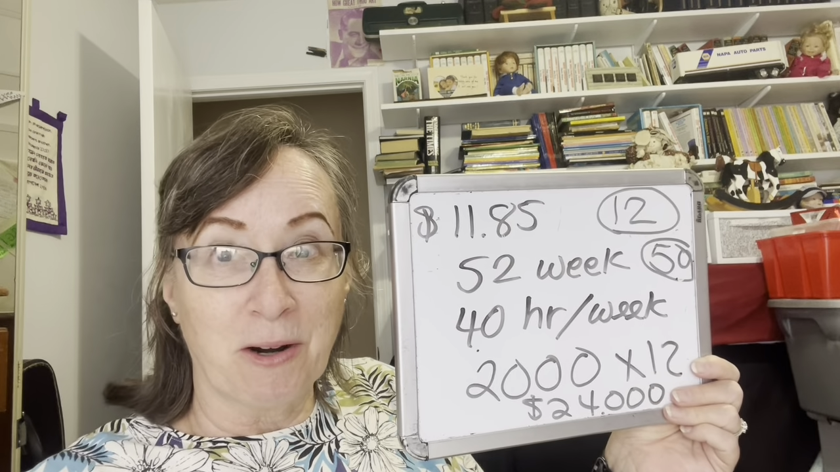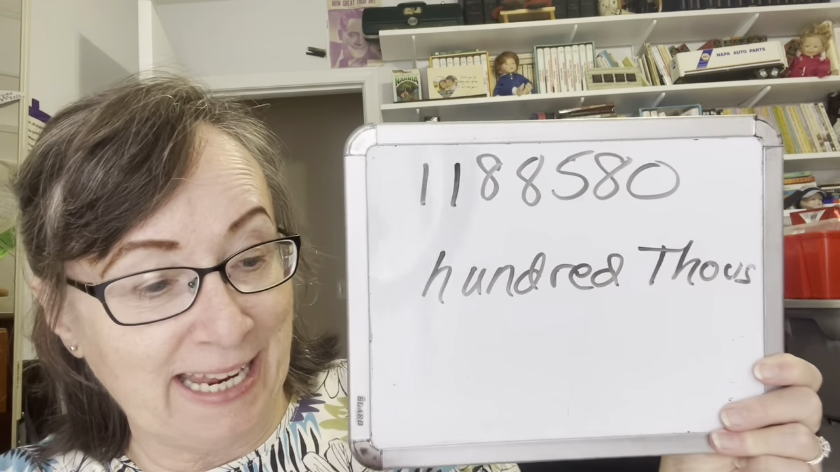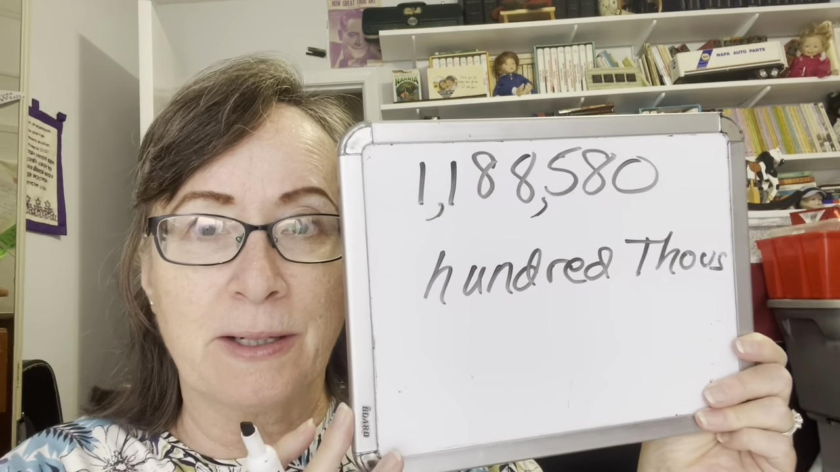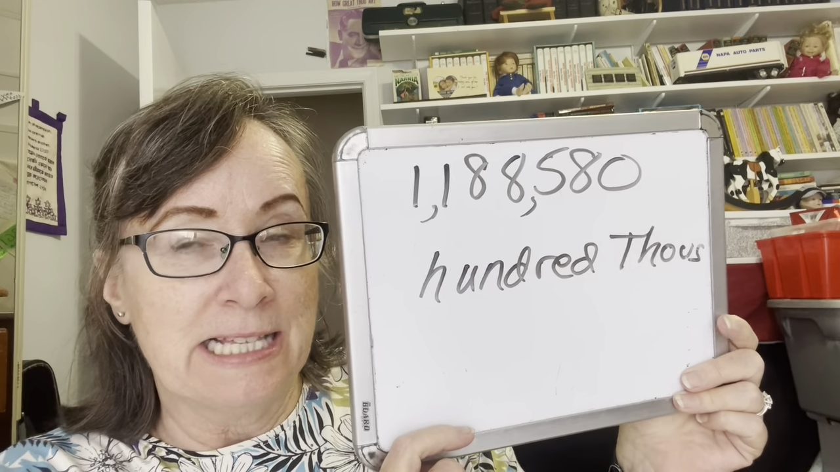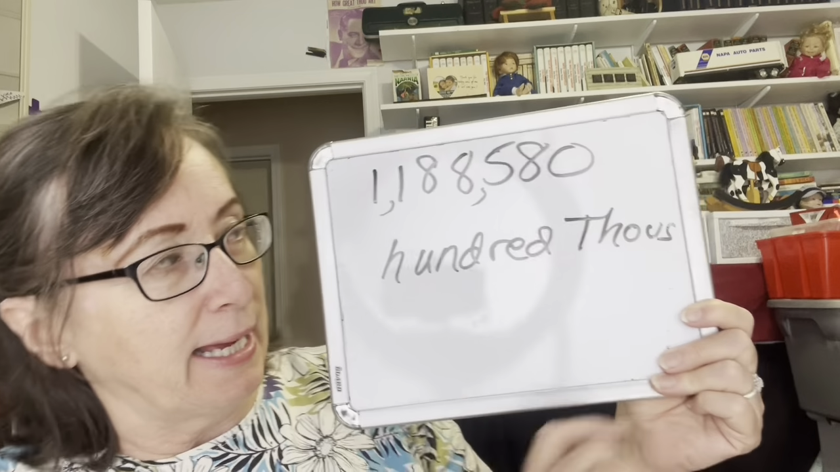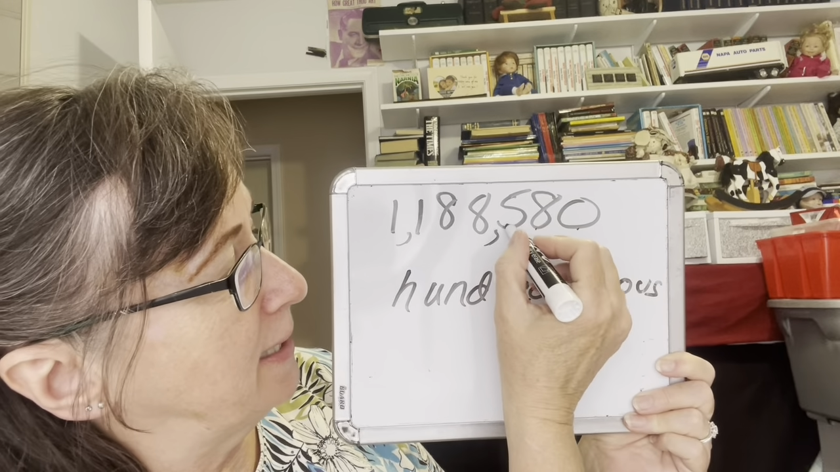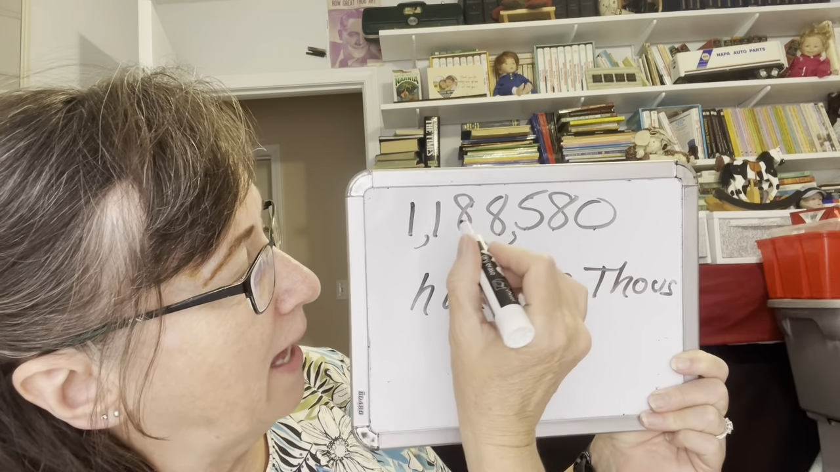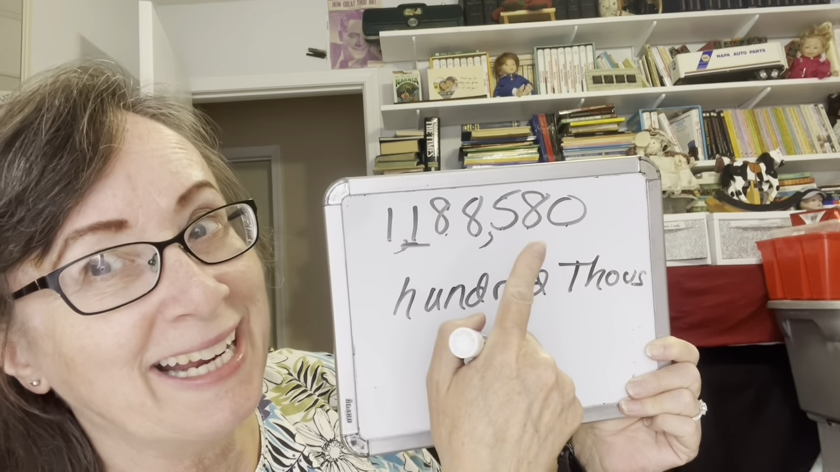Now we're ready for our practice problems. In A, we're to take this number, and they had commas in their number, so I'm going to put commas in my number. We're to round it to the nearest 100,000. So remember, we're going to put a little line underneath the 100,000s place. Okay, so this is ones, tens, hundreds, 1,000, 10,000, 100,000.